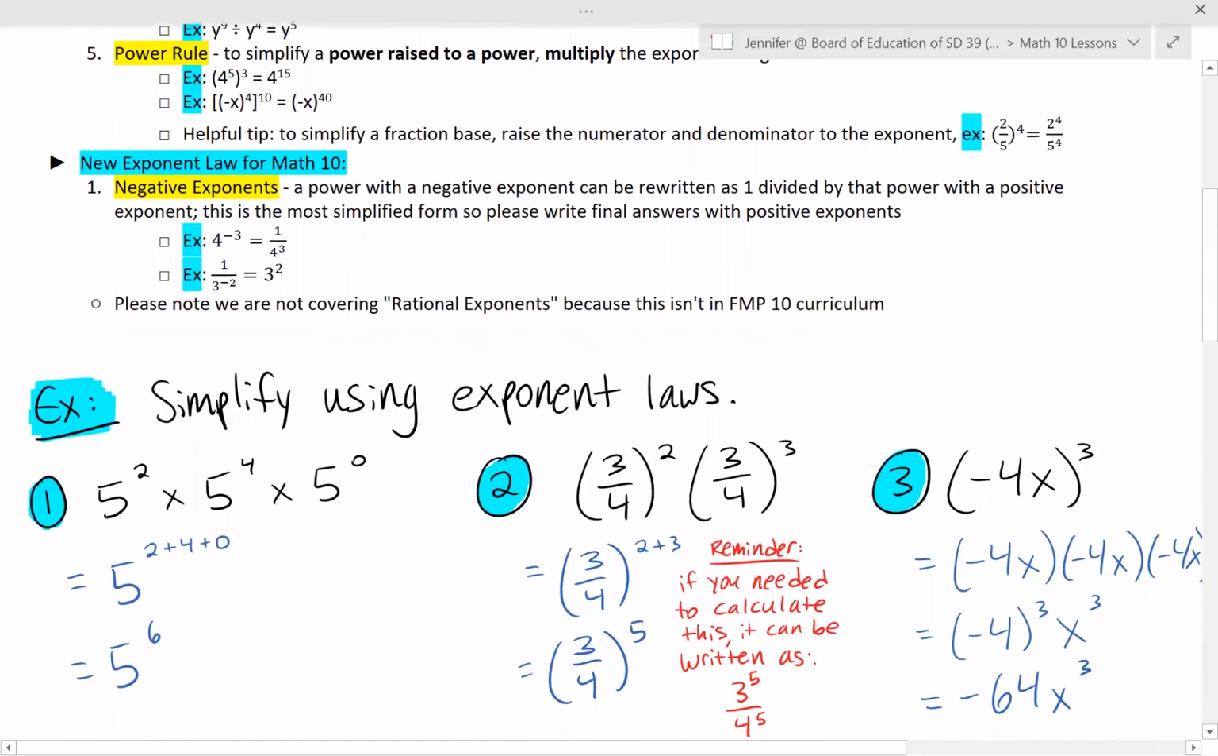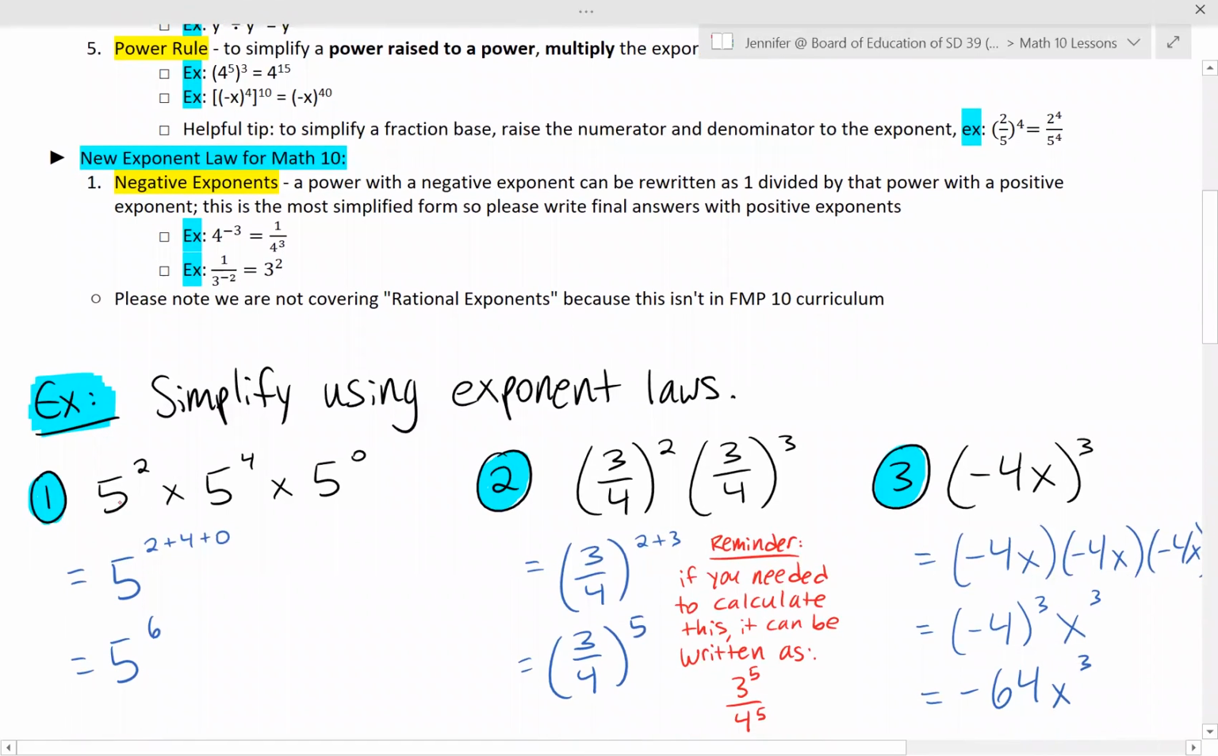We want to simplify these using exponent laws. The first one, they all have the same base of 5, so we just add the exponents together. To simplify it, we get 5 to the power of 6. Reminder that 5 to the power of 0 is just going to give you 1.